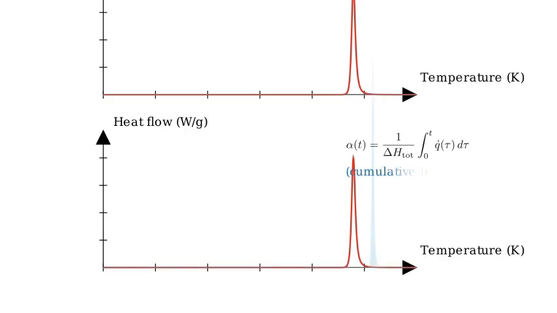The conversion alpha at any time is the cumulative heat released divided by the total heat. That is, alpha of T equals 1 over delta H total times the integral of Q of T dt.